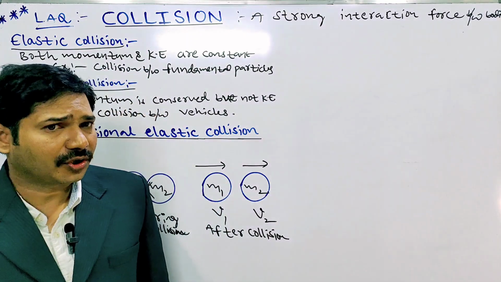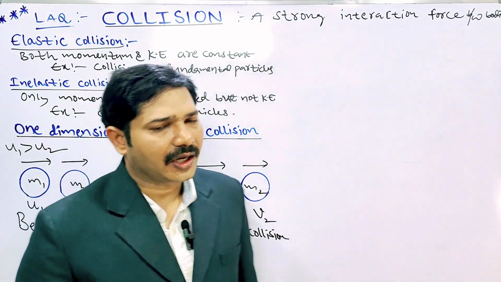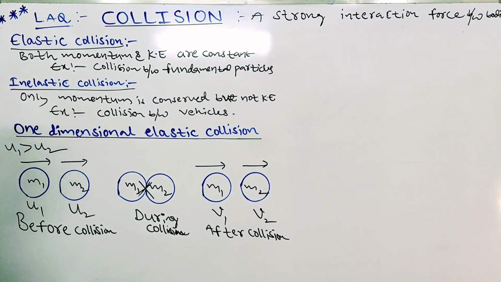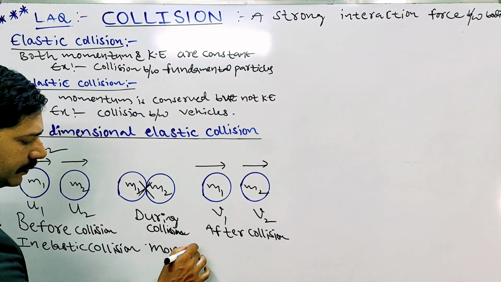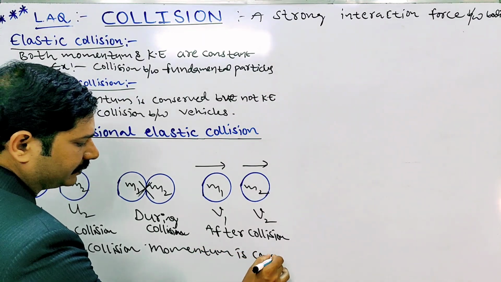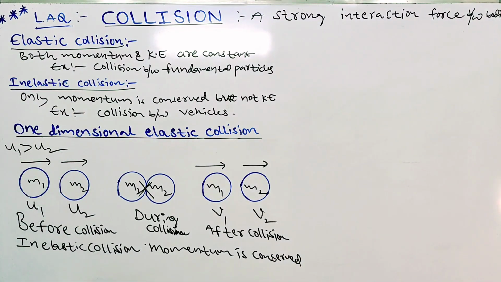In elastic collision the momentum is conserved. Momentum is conserved, so what happened? Total momentum before collision is equal to total momentum after collision. I'll explain here. In elastic collision momentum is constant, momentum is conserved or constant. That means total momentum before collision is equal to total momentum after collision.